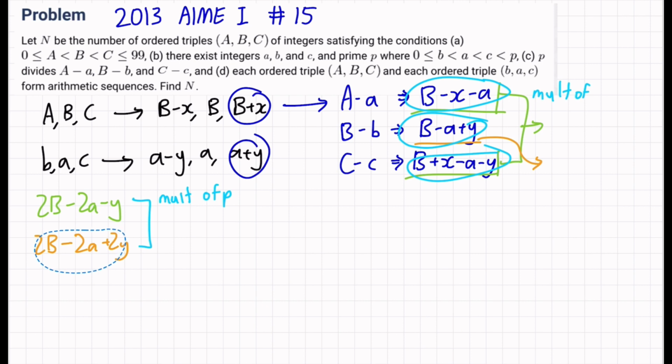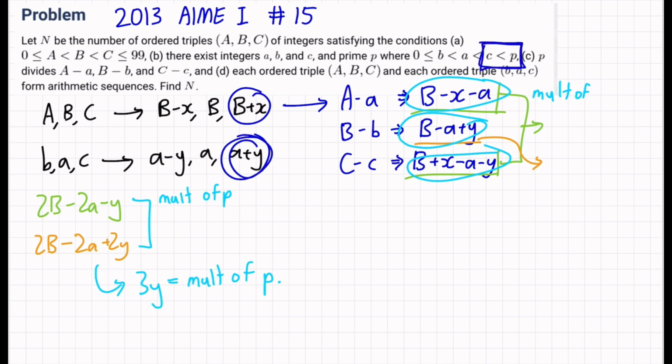Of course, we want to subtract these two. If we subtract the bottom one from the upper one, we get 3Y. Since we subtracted multiples of P, 3Y is a multiple of P. But remember that we said C is less than P, and C is A plus Y. That means A plus Y is less than P, and so Y is less than P, so this cannot be P. That means P must be equal to 3. That is one big thing that we can gain from here. P is equal to 3. Let's put that in yellow.